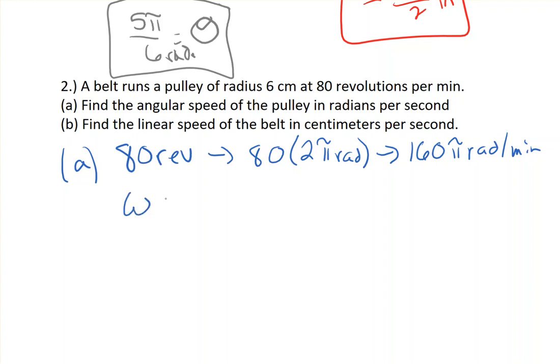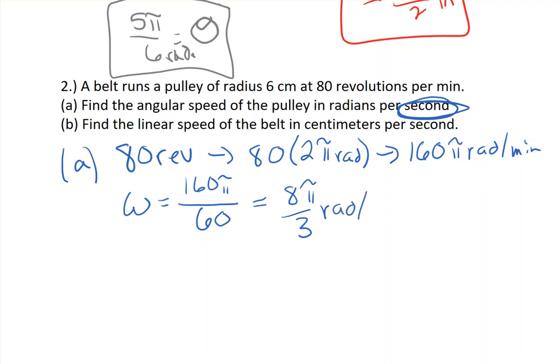Now, I can find the angular speed by just plugging it in. So it's 160 pi over 60, because we want this in seconds. So instead of per minute, there's 60 seconds. So that's why I put the 60 instead of the 1. That's going to reduce down to 8 pi over 3. So that's radians per second.